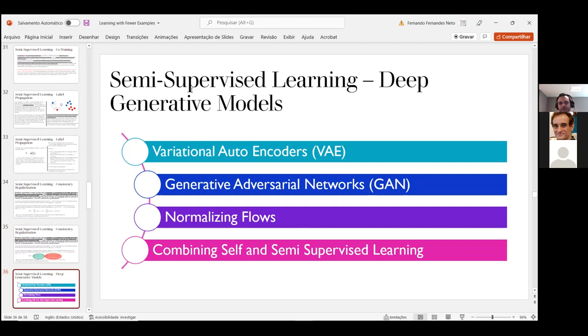Finally, in the semi-supervised learning in terms of deep generative models, the author divides this subtopic into four new topics, which he treats: variational autoencoders, generative adversarial networks, normalizing flows, and combining self and semi-supervised learning.